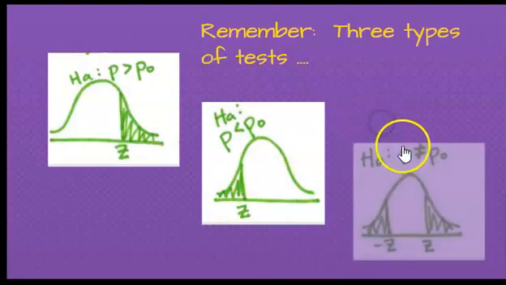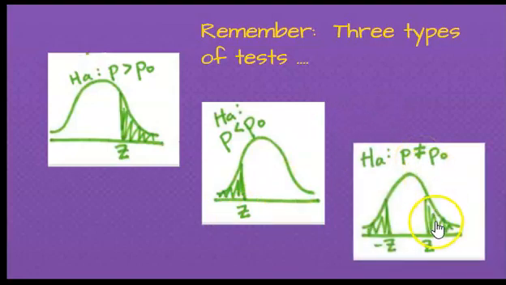And then lastly, what if it's a not equals to? Remember, that's called a two-tailed test, and we'll have two z values. We'll calculate one and then we'll find the other. It's either we find the negative and we make it positive or vice versa.